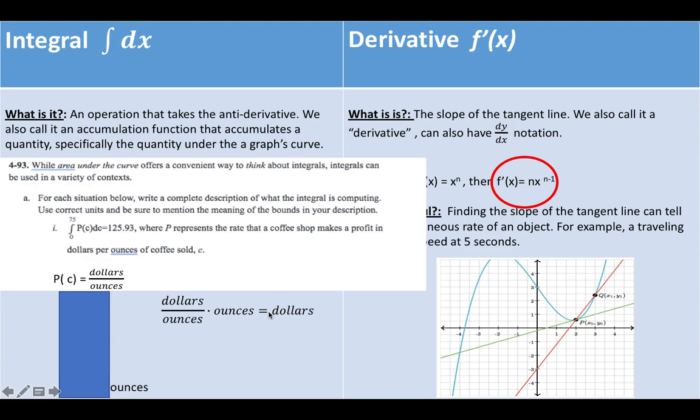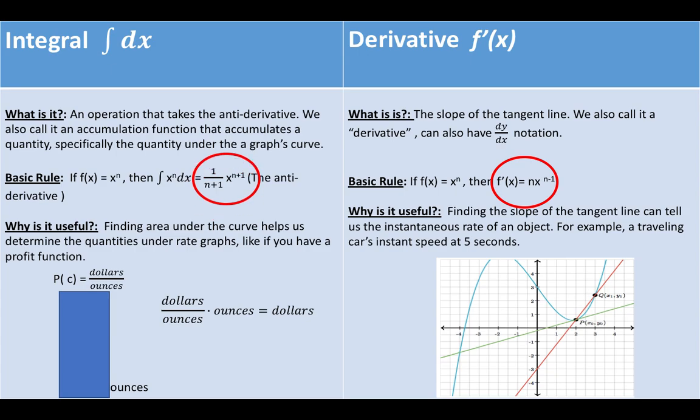Sometimes when you find the area, for example, under a velocity curve, and velocity is a rate, it'll give you total distance traveled. But in this situation, it'll give us dollars. So that's why taking an integral is useful. That's what it's used for.